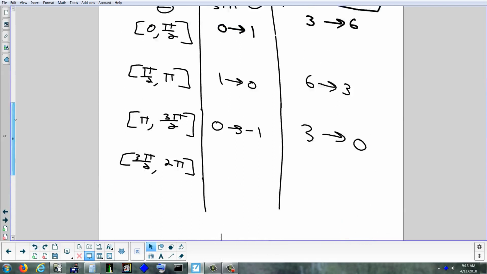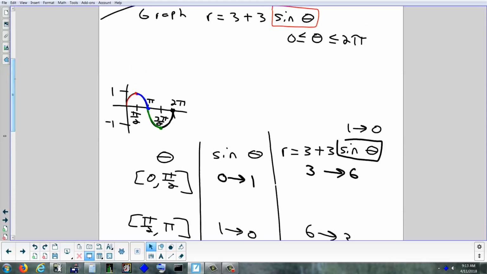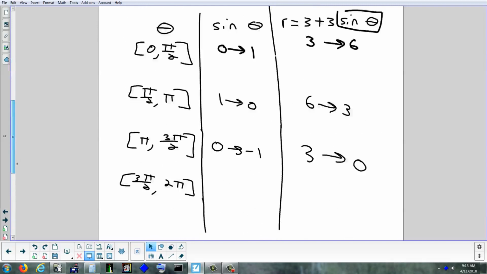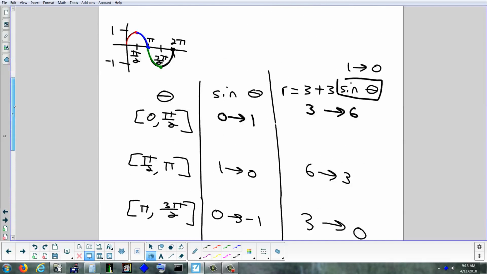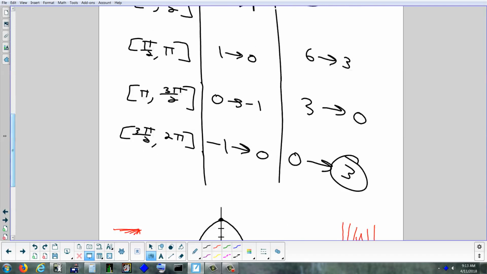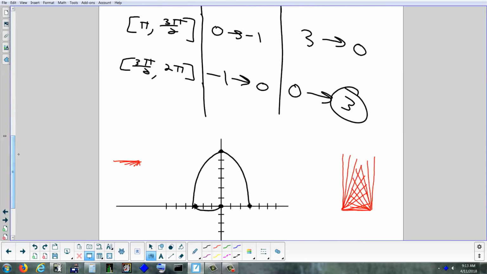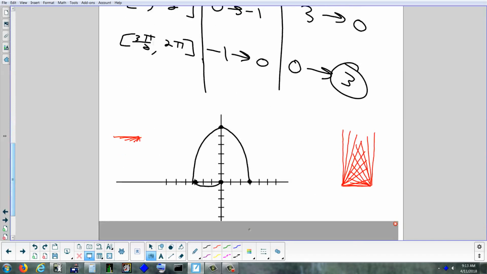And then the last section, sine is going from -1 back to 0. So it's just the opposite of what we had before. So our radius is going to increase from 0 to 3. And we end up exactly back where we started. We started with a radius of 3. We've made one revolution. We're back at a radius of 3. So this kind of graph would just continue to trace over itself. And this part would look kind of like that.